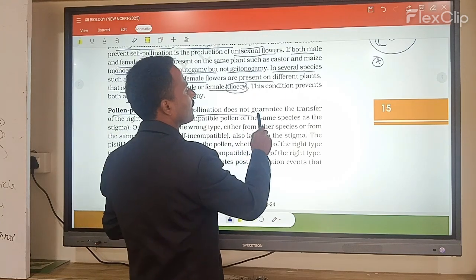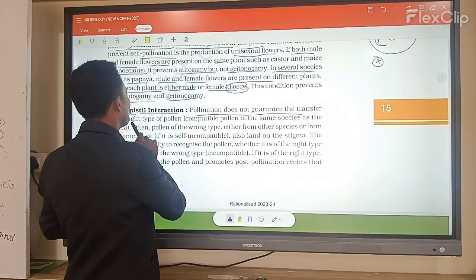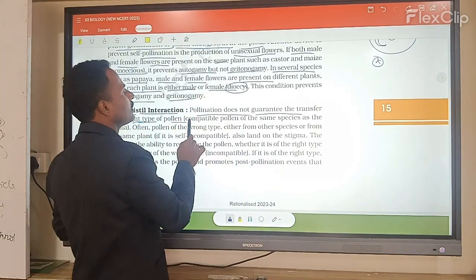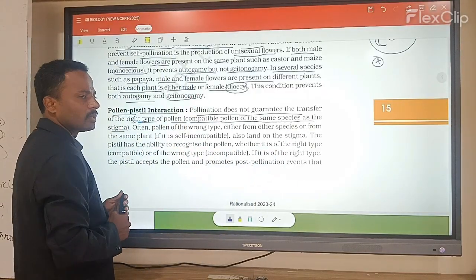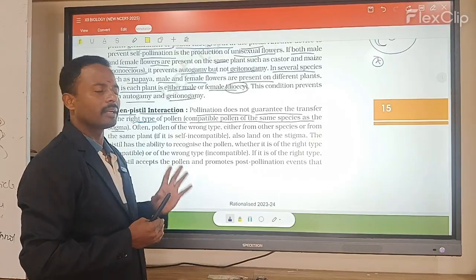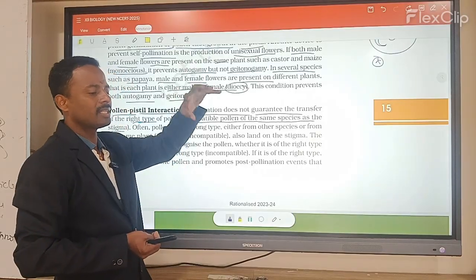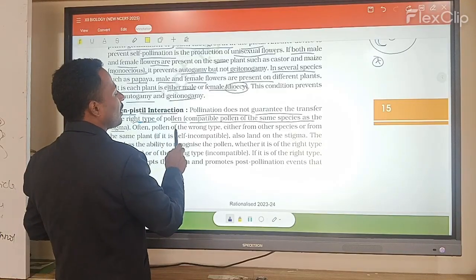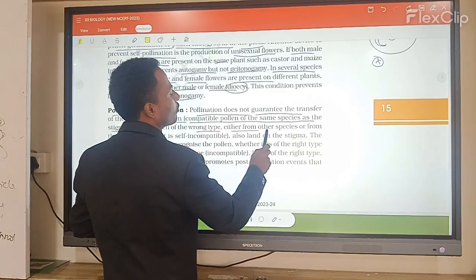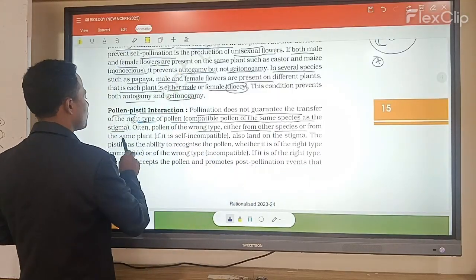Pollination does not guarantee that the right type of pollen grains, compatible pollen of the same species, is transferred to the stigma. Sometimes the pollen grains do not directly reach the stigma of the flower, and pollen of the wrong type, or from the same plant, can land there.